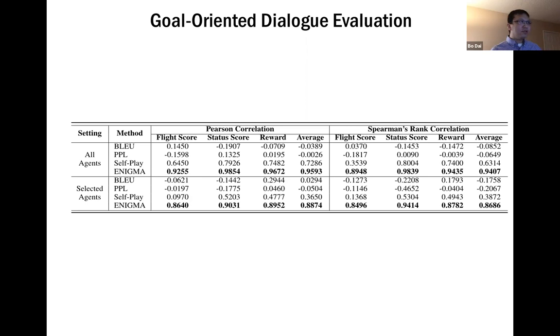As we can see, in all tasks our method beats the current state-of-the-art method significantly. This is the setting where we evaluate all the agents. I remember it's 20, and some of them are very difficult. That's why we select some of them as selected agents here. Even in that case, you can see the self-play is not working anymore, but the proposed method still works well.